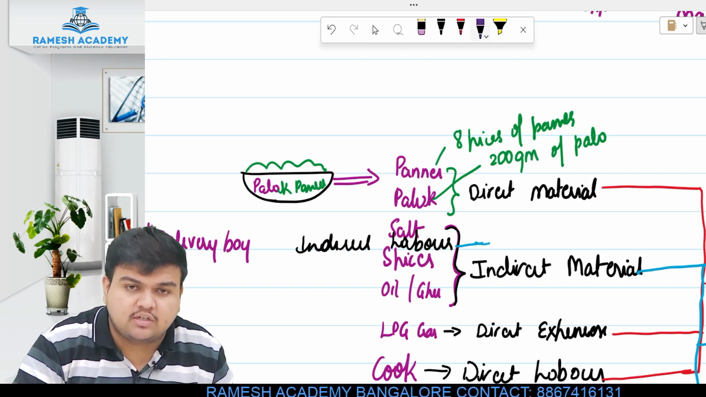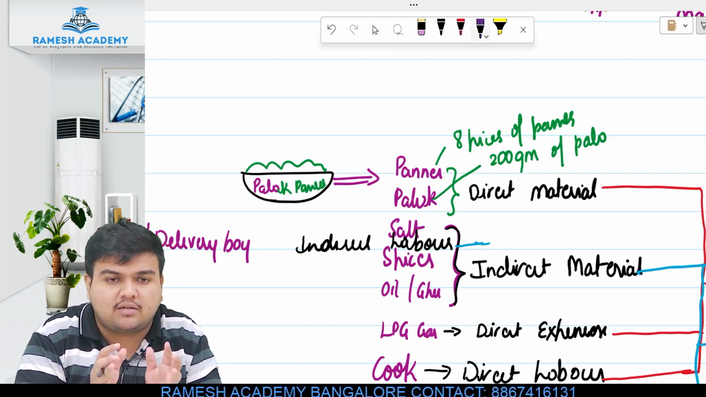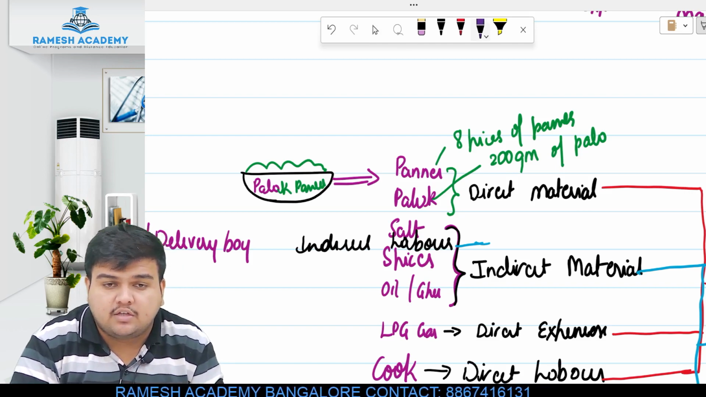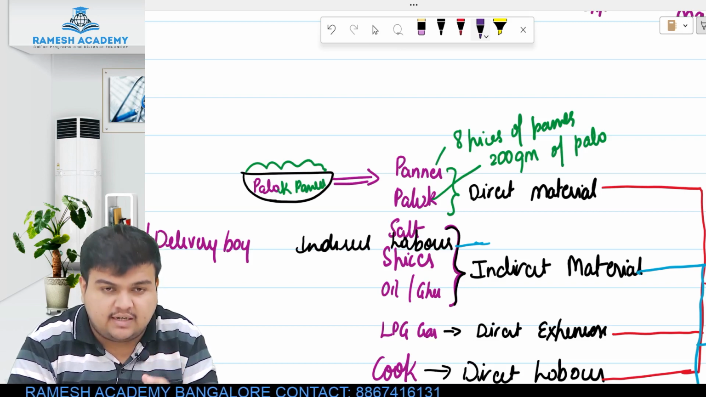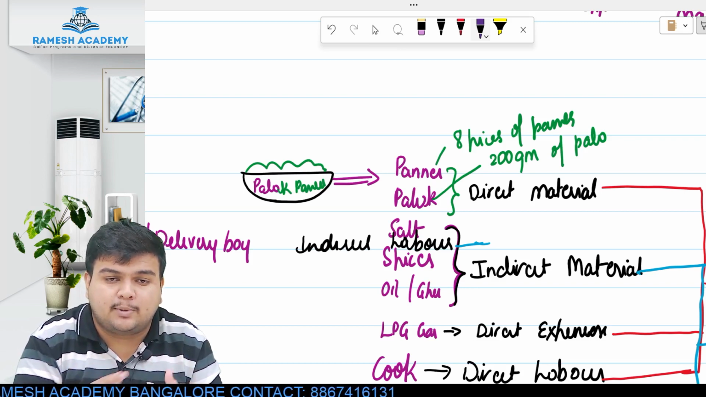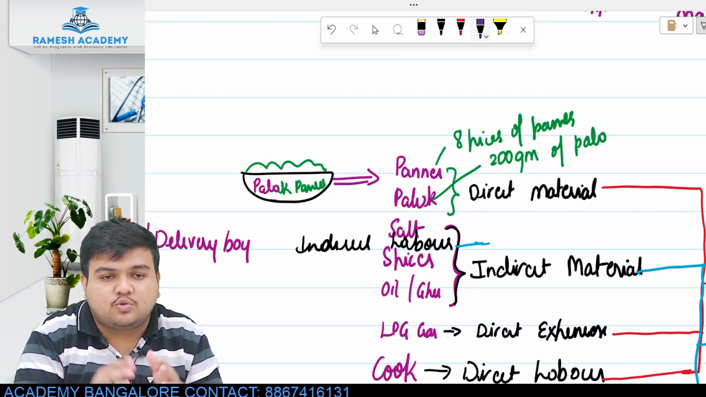You are also able to ascertain there is some amount of palak also ground and made into gravy. So these are direct materials. You are directly able to trace it down. You can directly ascertain the relationship in palak paneer. So there is palak and paneer.